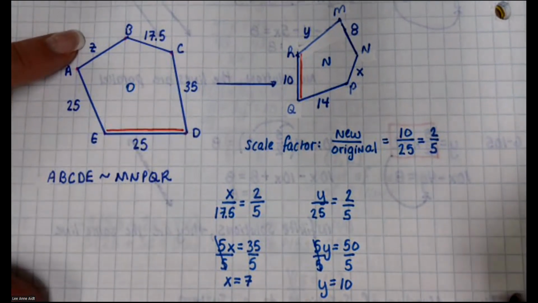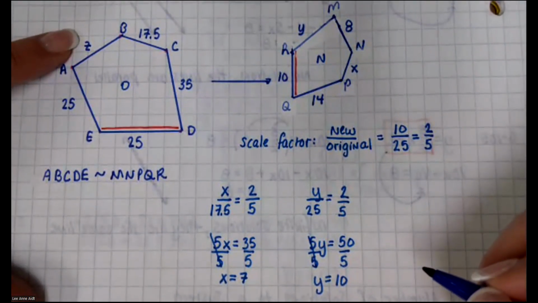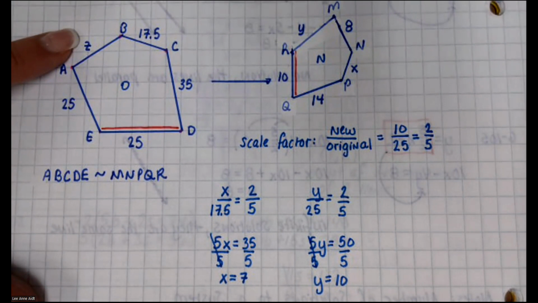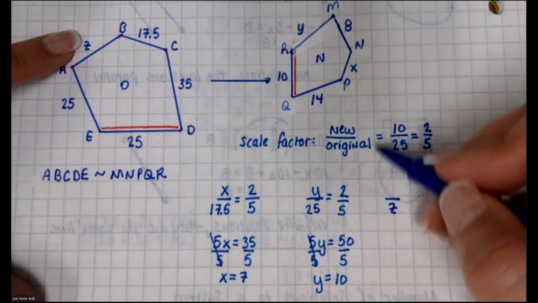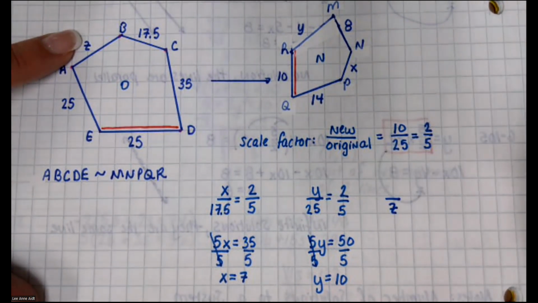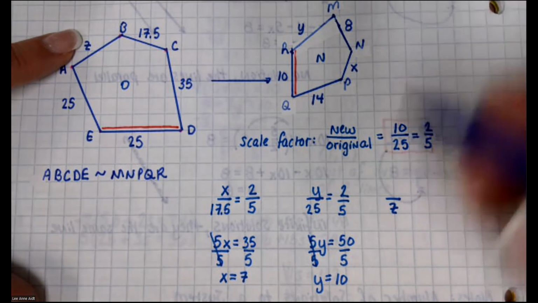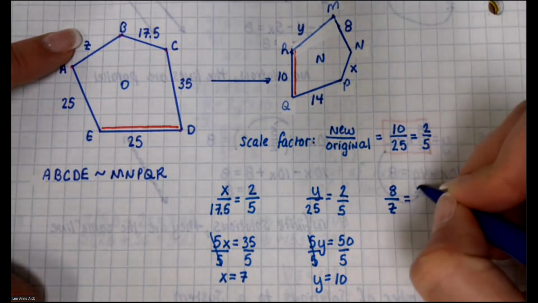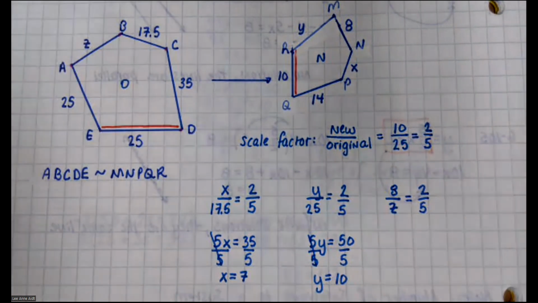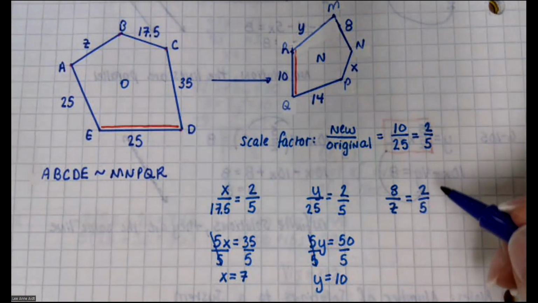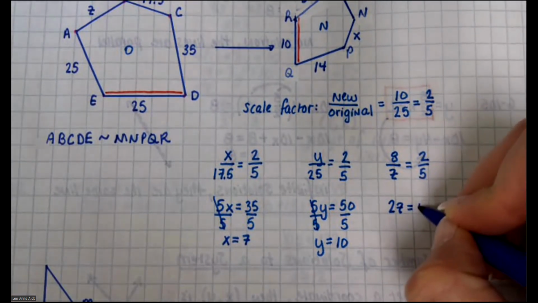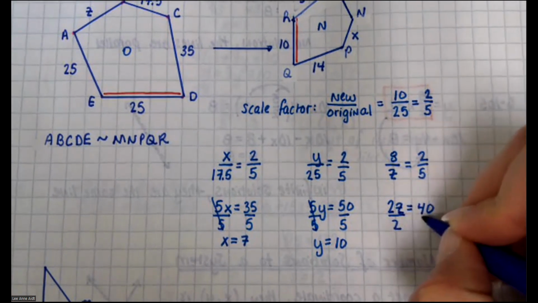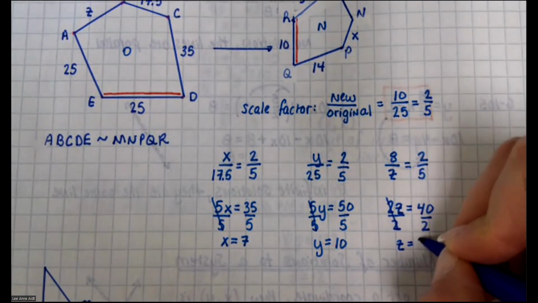Z, okay. Now, excellent. Z is on the bottom this time. Do you guys see why it's on the bottom? Do you see that Z is in the original shape? And original is on the bottom, new over original. What side lines up with Z in the new shape? 8. New over original equals new over original. Okay. And 2Z equals 40. Z equals 20.